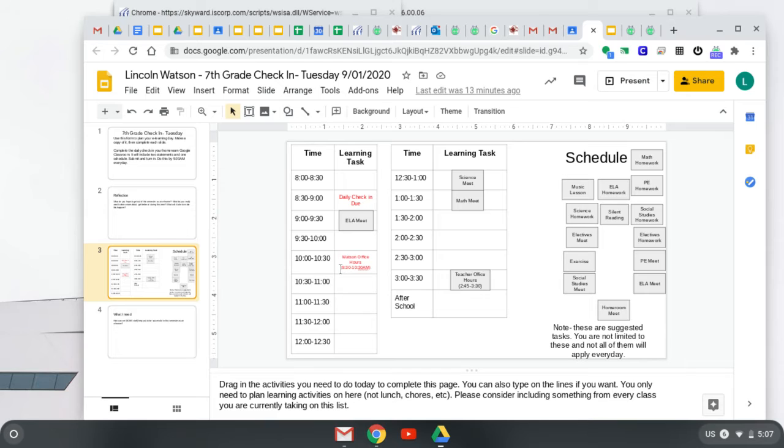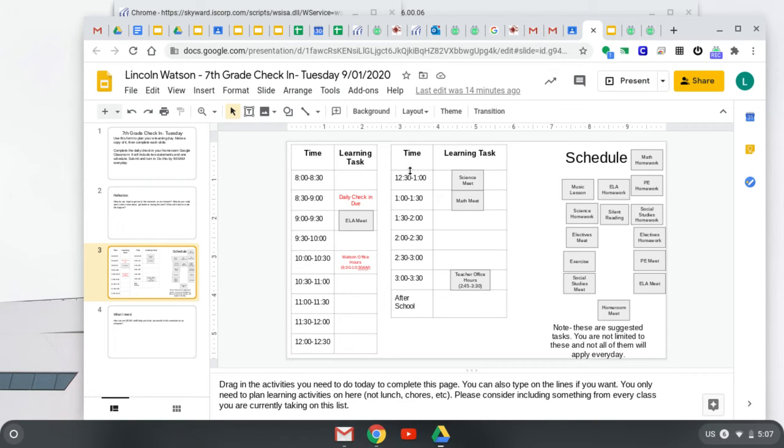And then when you log in here, your schedule is going to have the stuff that's already scheduled in there. As long as I'm always doing this right, it's going to say that your daily check-in is due at 9 o'clock. This is a 7th grader, so they have an ELA meet from 9 to 9:30, a science meet from 12:30 to 1, and a math meet from 1 to 1:30. So those things are already in there.